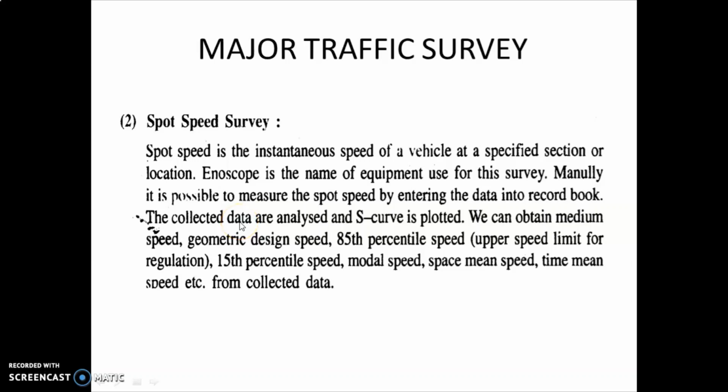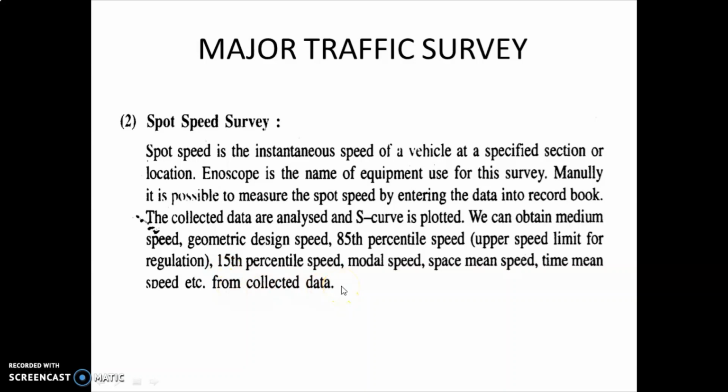Spot speed is the instantaneous speed of a vehicle at a specified section or location. An enoscope is the name of the equipment which is used for this survey. Manually, it is possible to measure the spot speed by entering the data into the record book. The collected data are analyzed and an S-curve is plotted. We can obtain median speed, geometric design speed, 85th percentile speed, 15th percentile speed, modal speed, space mean speed, time mean speed, etc. from the collected data.